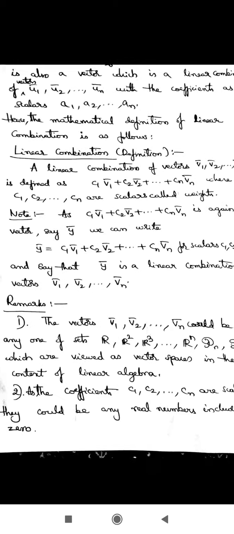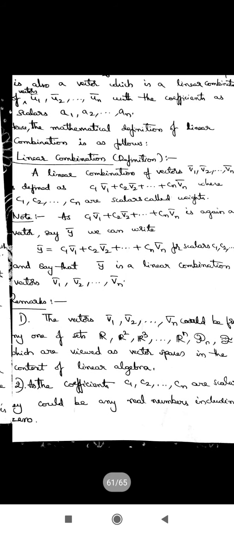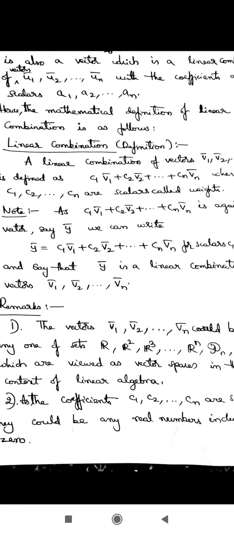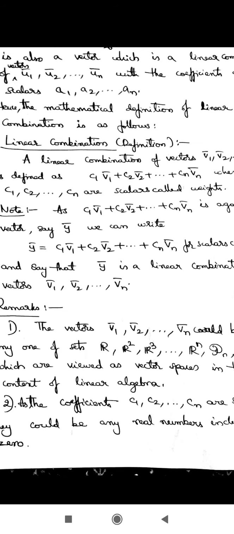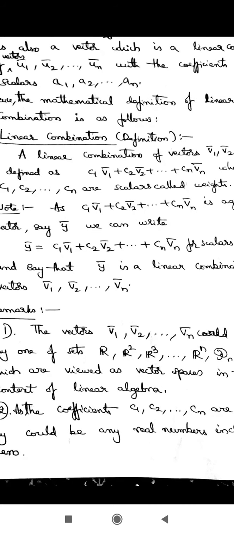And what is the definition? Let us see now. A linear combination of vectors v1 bar, v2 bar, so on vn bar is defined as c1 v1 bar plus c2 v2 bar plus so on plus cn vn bar, where c1, c2, so on cn are scalars, and in this context we call these scalars weights. Coefficients is the usual term we use, but here there is a specific word for scalars, that is weights.